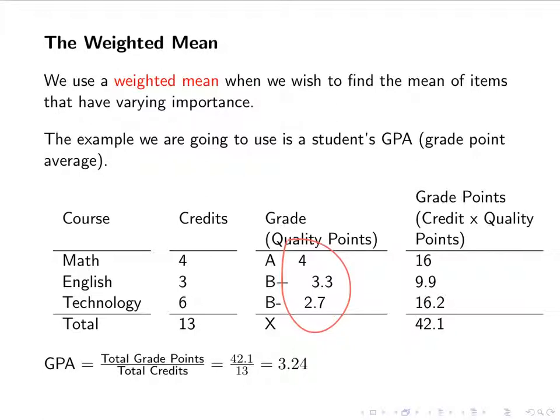Also remember that GPA can only be between 0 and 4. So if you're getting something like your GPA is 6.8, something happened. Right? It has to be between 0 and 4. There's nothing above an A. There's nothing below an F.